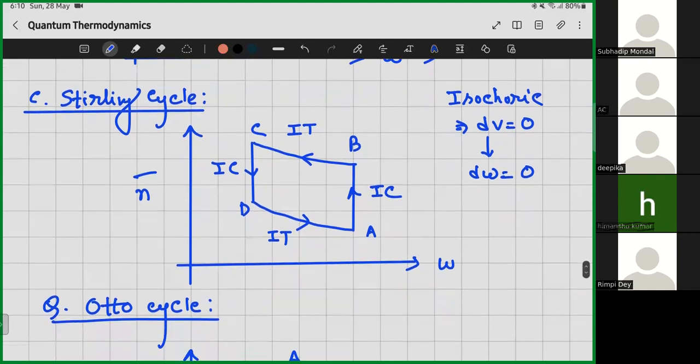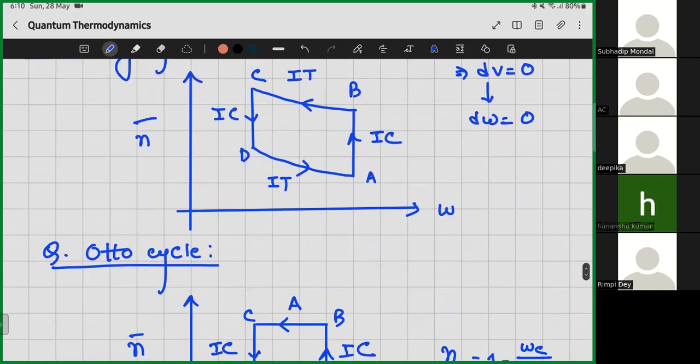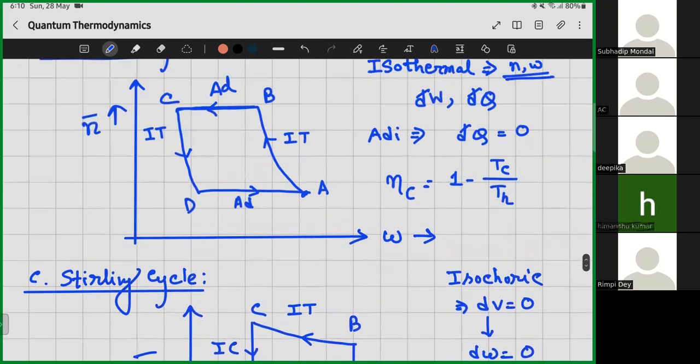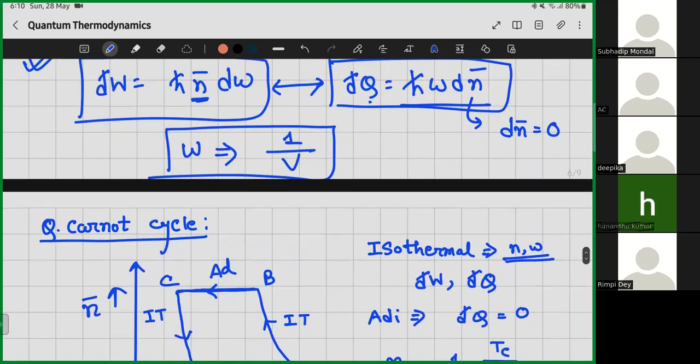I'm not saying the work is 0. I'm saying that d omega is 0. The d omega is the frequency difference, and that will be 0. Omega is related to 1 upon v, inversely dependent on the volume. Omega is the system frequency for a harmonic oscillator, and this volume is the overall volume, meaning system plus surroundings volume.